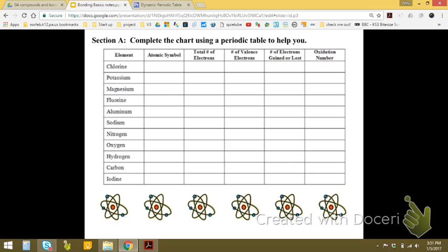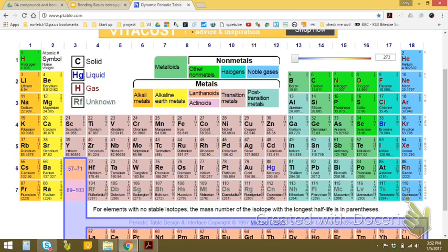We need to know their atomic symbol, the total number of electrons they have, the number of valence electrons they have, and from that we can figure out how many electrons they need to either gain or lose to fill their outer shell, and then from there we know their oxidation numbers. So to do this, it's always handy to have your periodic table nearby. Make sure this is ready as we go through, and then you can follow along.